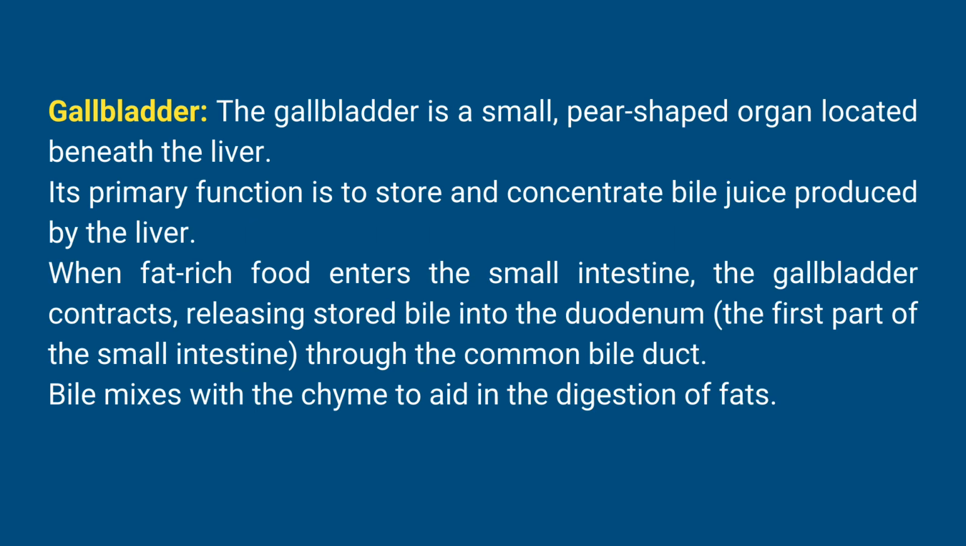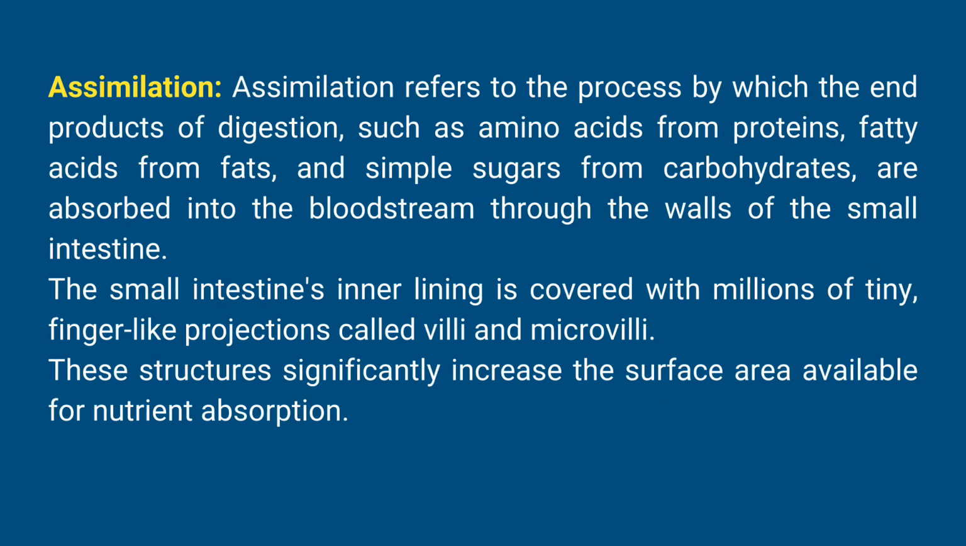Gallbladder. The gallbladder is a small, pear-shaped organ located beneath the liver. Its primary function is to store and concentrate bile juice produced by the liver. When fat-rich food enters the small intestine, the gallbladder contracts, releasing stored bile into the duodenum, the first part of the small intestine, through the common bile duct. Bile mixes with the chyme to aid in the digestion of fats.